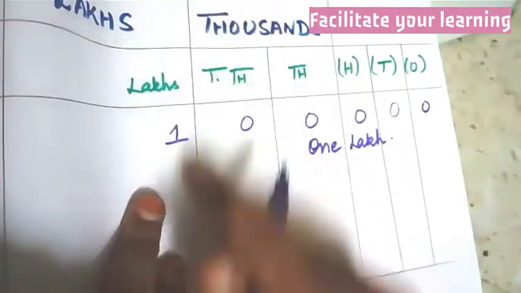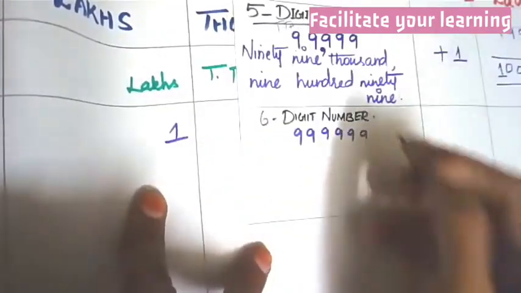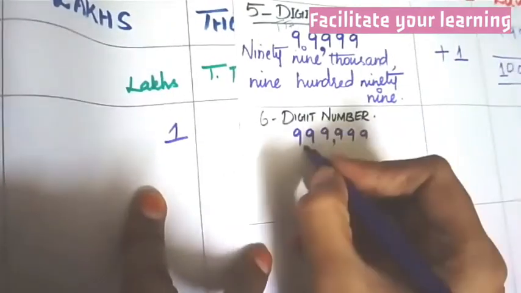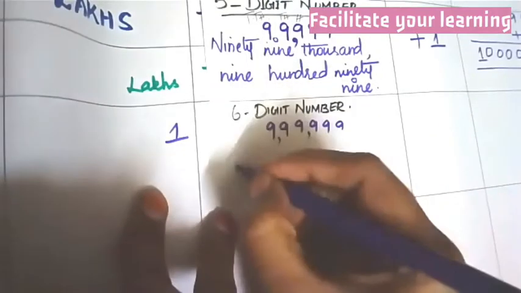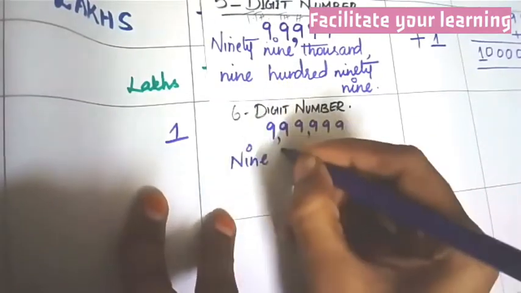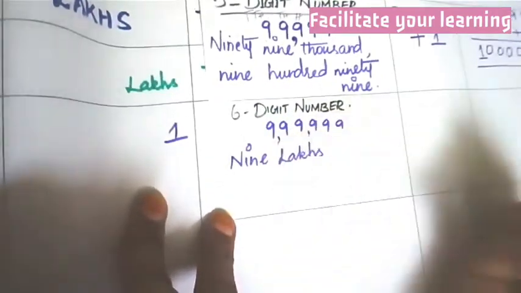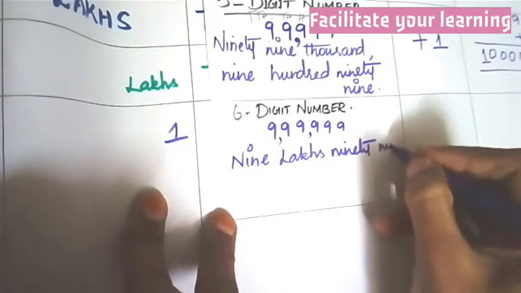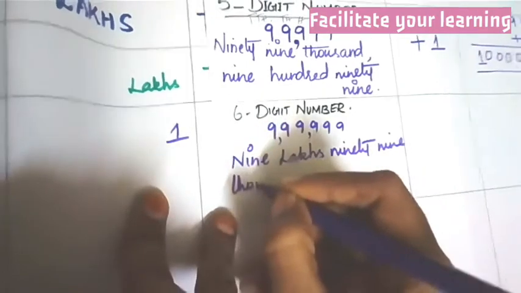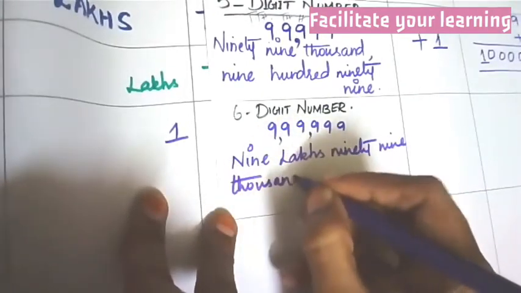So in the place value chart of a 6 digit number, there is ones period, thousands period and lakhs period. So after 3 nines, mark a comma, and after 2 nines, mark a comma, because of ones period, thousands period and lakhs period, separating the periods. Now read it. 9,99,999.